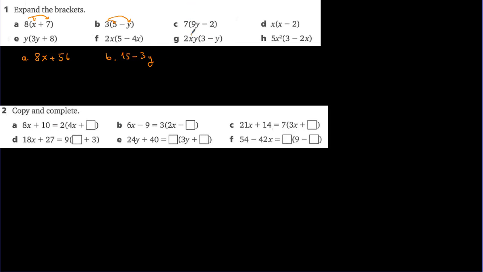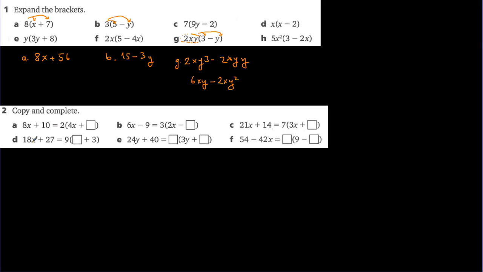And here I will do this one, 2xy. We are going to multiply all this expression by this one and this one here. So it's going to be equal to 2xy times 3 minus 2xy times y. 2 times 3 is equal to 6xy, and minus 2x times y, which is equal to minus 2xy squared. This is the answer of the question.